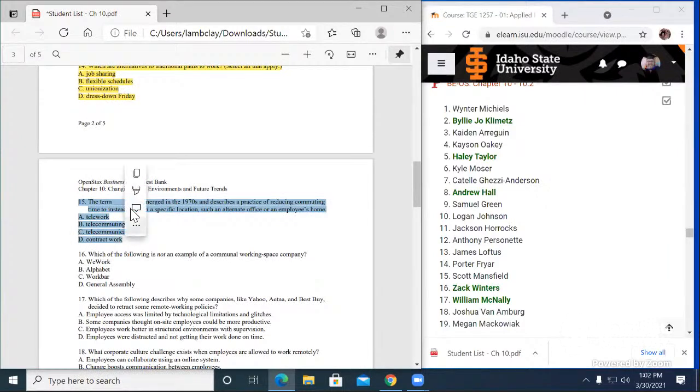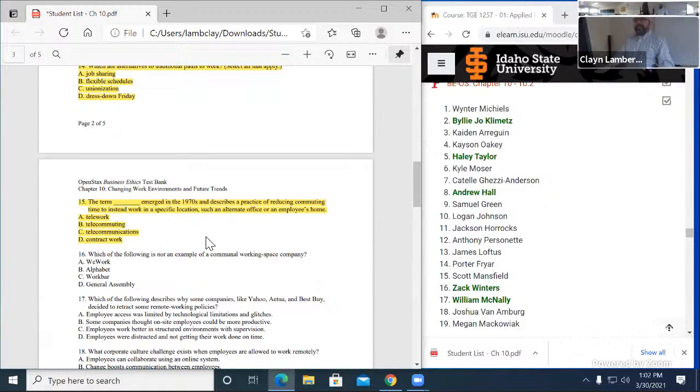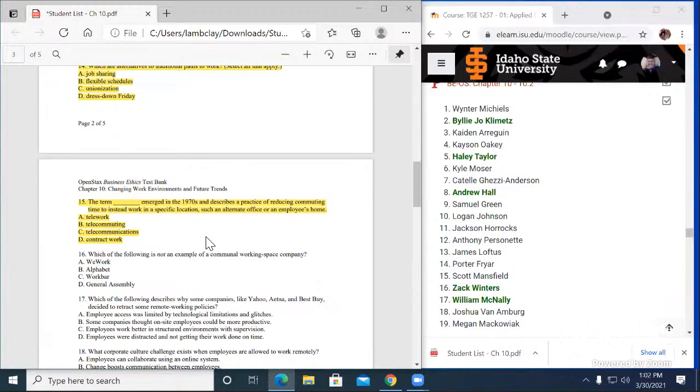The term telecommuting emerged in the 1970s and describes a practice of reducing commuting at times to instead work in a specific location, such as an alternate office or an employee's home. Okay, telecommuting. So what's the difference between telecommuting and telework, do you think? Well, telecommuting is basically just communication, like talking. Telework, you're actually doing something, like working for the company, is what I'd say.